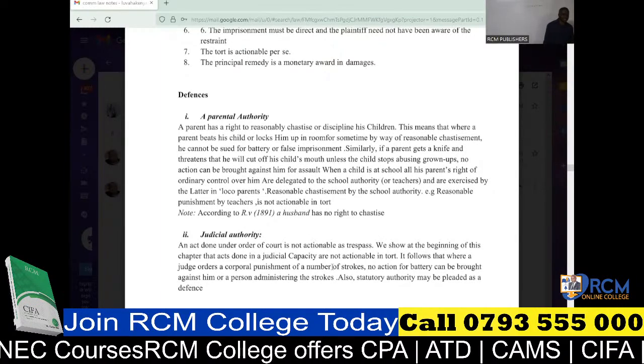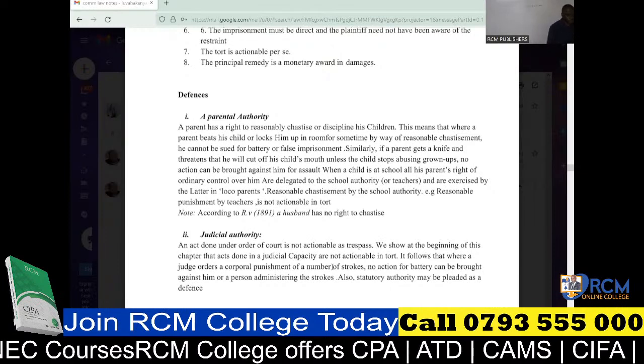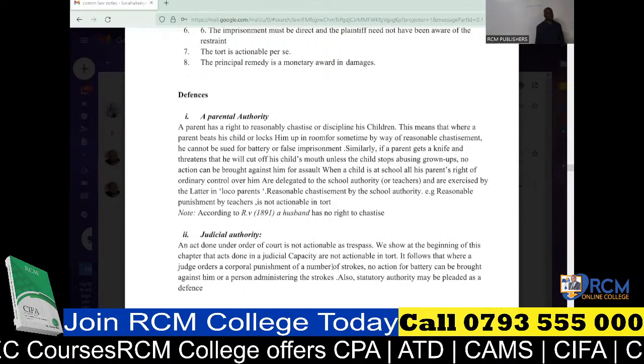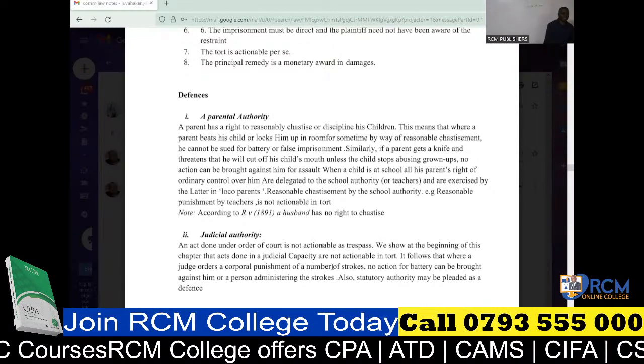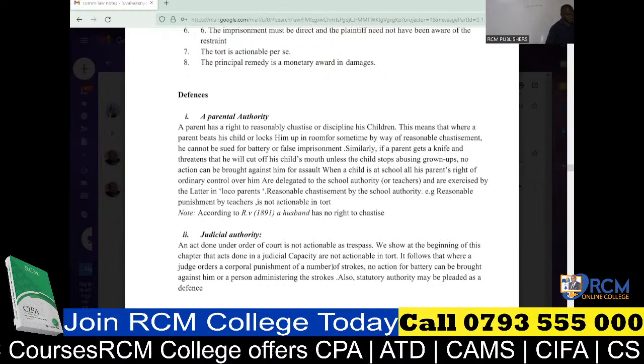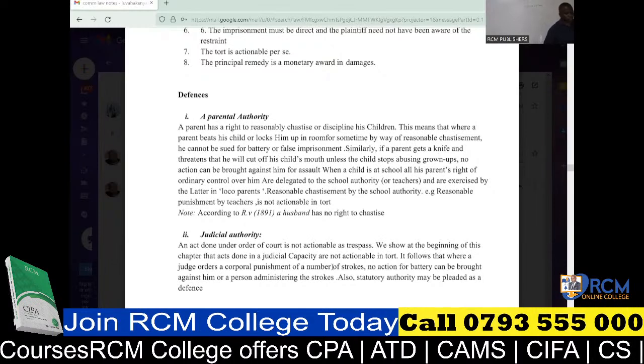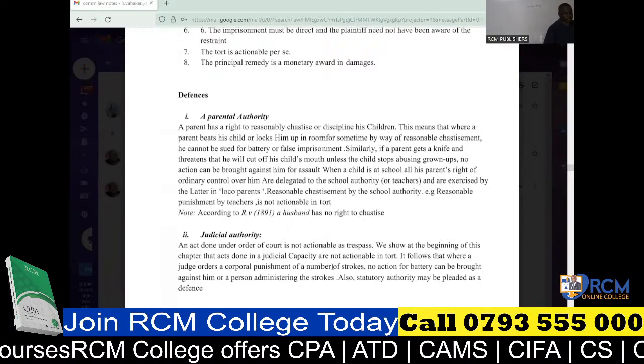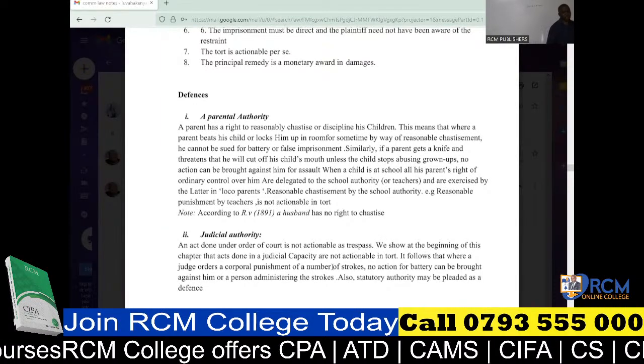When a child is at school, all his parents' rights of ordinary control over him are delegated to the school authority or teachers and are exercised by the latter in the form of local parents. So reasonable chastisement by the school authority, e.g. reasonable punishment by teachers, is not actionable in tort.